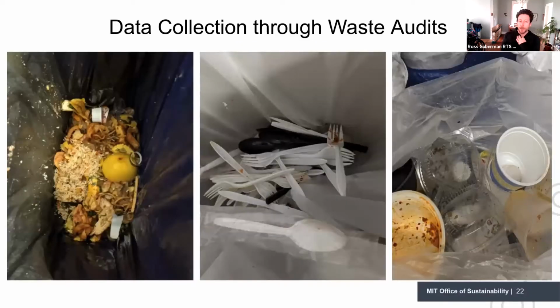Next way we collect data, which is really understanding the actual behaviors, is through waste audits. And this is where we start getting into that material understanding. So now you can see the actual food, the single-use utensils that were brought up, the contaminated recycling. And that's where we're able to really start getting an understanding of what's actually going out in the trash stream, the recycling stream, organic stream, and see those materials.